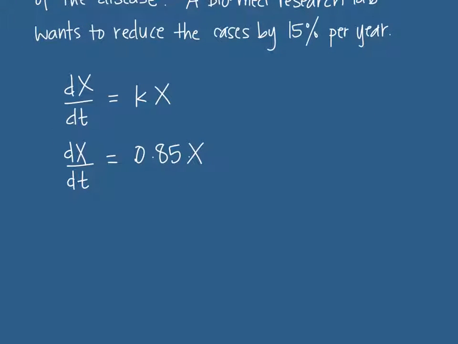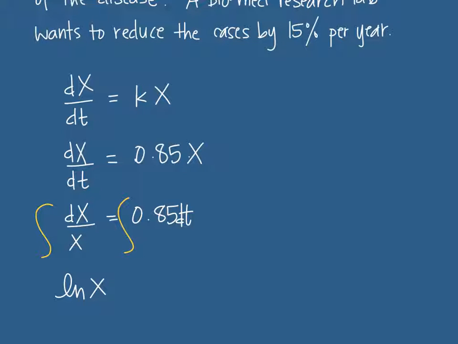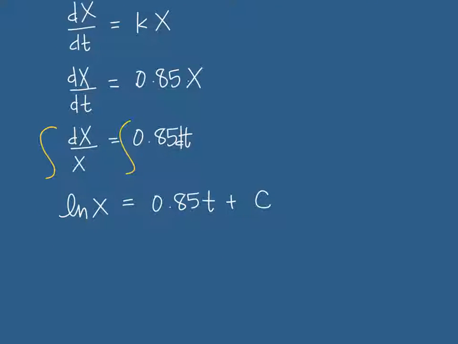And so then we would separate and integrate that. So we would have dx over x equals 0.85 dt. The integration is the same, right? So the natural log of the absolute value of x, which we don't need because these are positive numbers of cases, equals 0.85 t plus a constant c. The lab would need to know what the initial condition was when they started their research. I did not include that in it, but assuming that the lab knew what its initial condition was.